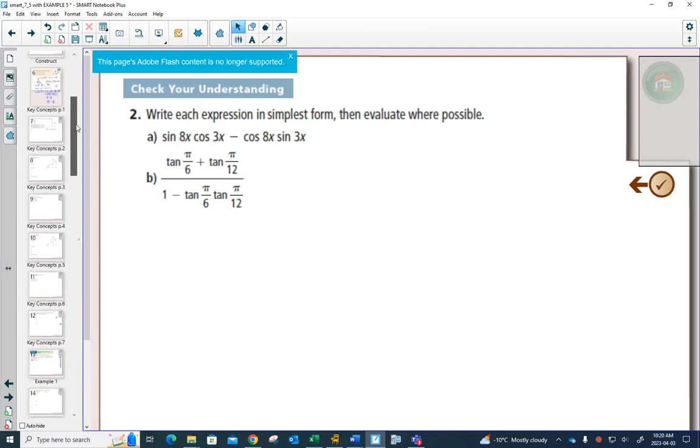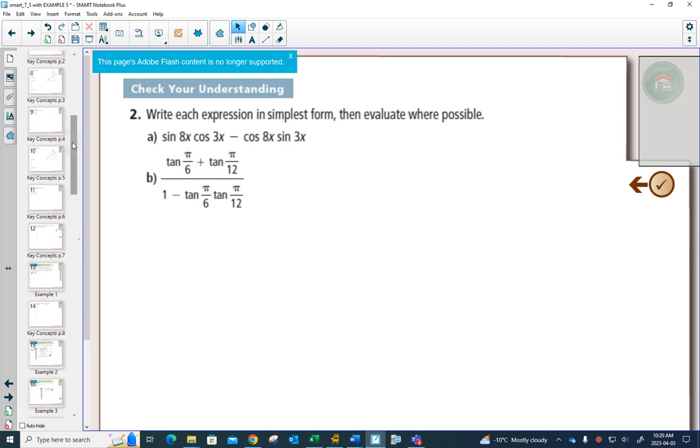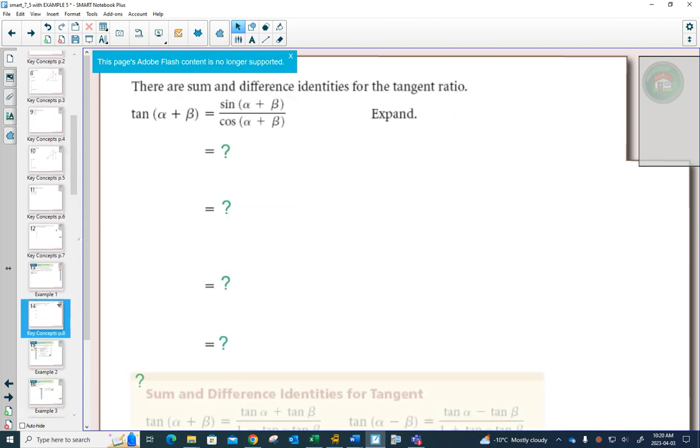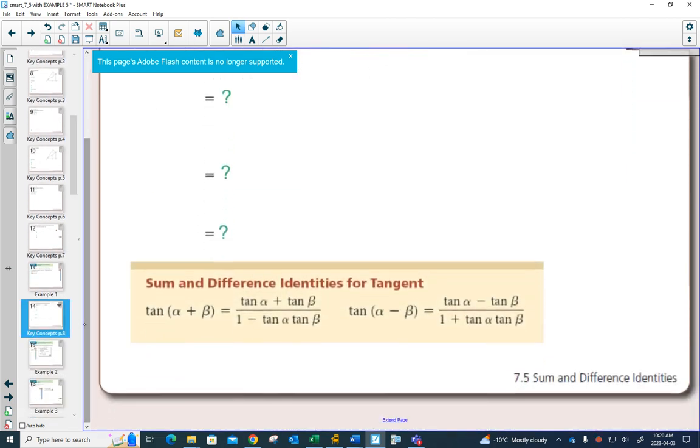So we have formulas for sine and cos. There are also 2 formulas for tan. They're listed on page 638. And all 6 of these formulas are on your formula sheet.